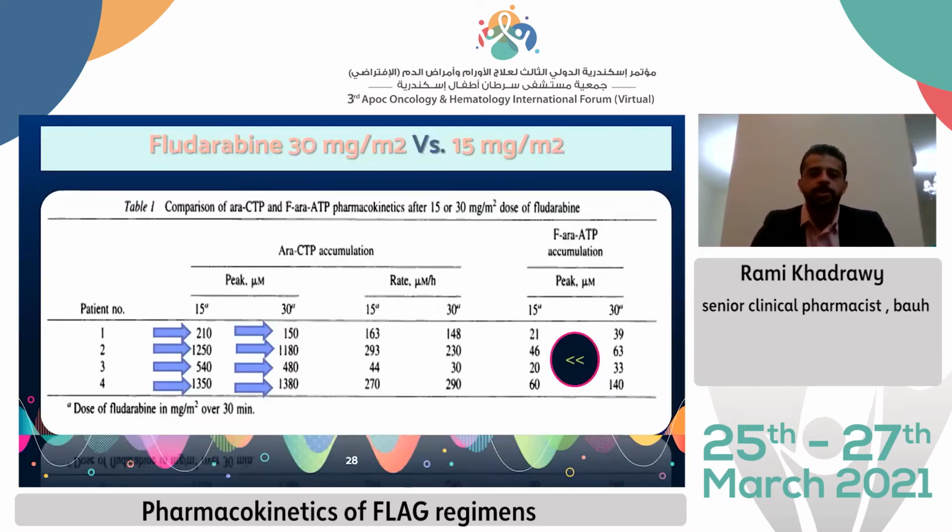The table demonstrates this kinetics in the 4 patients, where the 30 milligram per meter square dose had a higher peak concentration of FRTP accumulation, but there is no difference in the RACTP accumulation between the two schedules of the 2 doses in 4 patients.